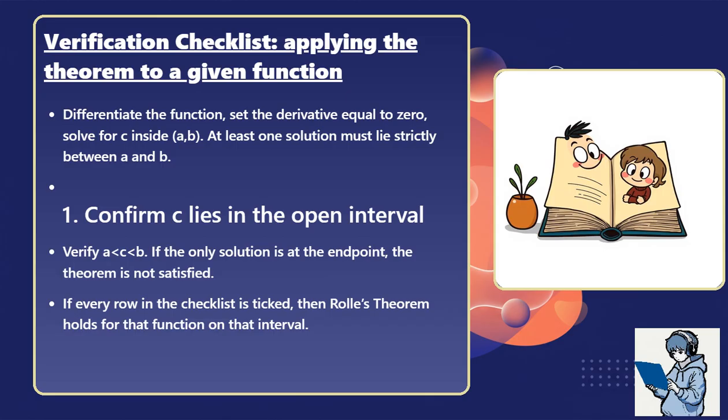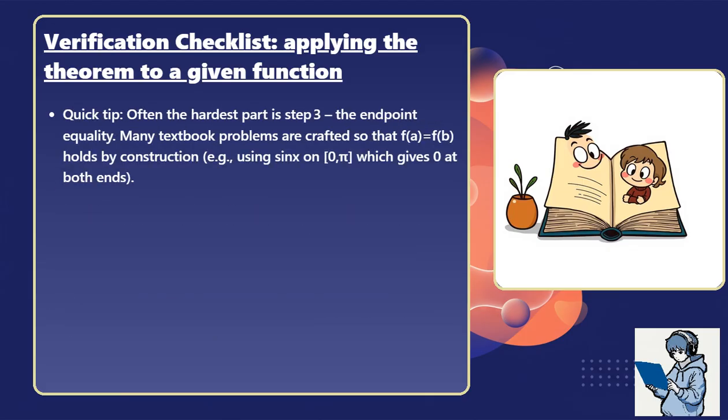If every row in the checklist is ticked, then Rolle's theorem holds for that function on that interval. Quick tip: often the hardest part is step 3, the endpoint equality. Many textbook problems are crafted so that f of a equals f of b holds by construction, like using sine x on 0 to pi, which gives 0 at both ends.